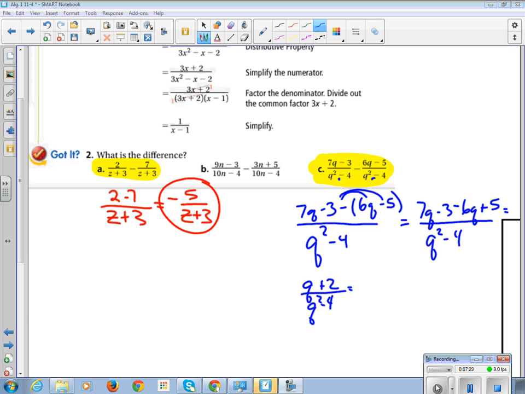Now we have to factor this denominator. This is a difference of squares. And if you didn't remember that it's a difference of squares, you can also say which two numbers multiply to give you negative 4 and add to give you 0. Plus 2 and minus 2.